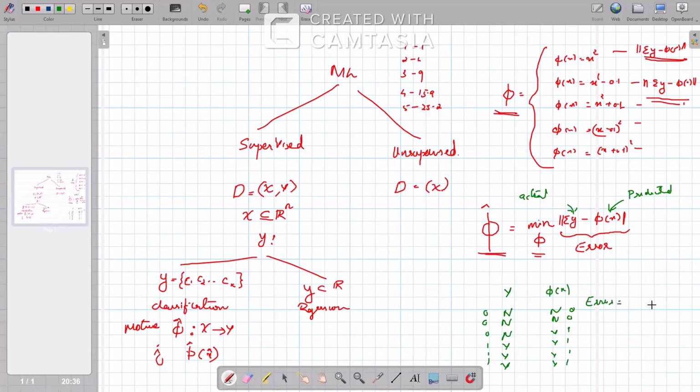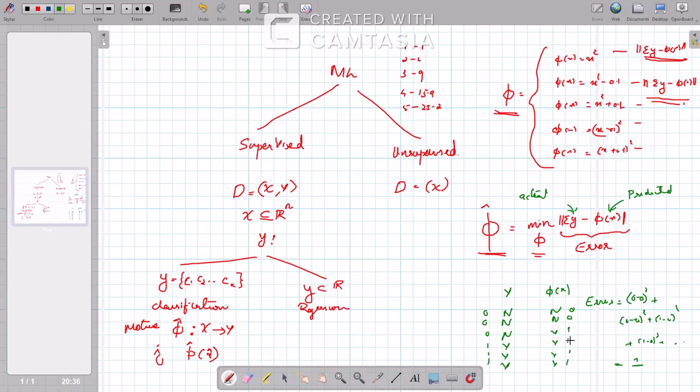Error equal to, what is that? 0 minus 0 whole square plus 0 minus 0 whole square plus 1 minus 0 whole square plus 1 minus 1 whole square. So you will get an error of 1 for this data.